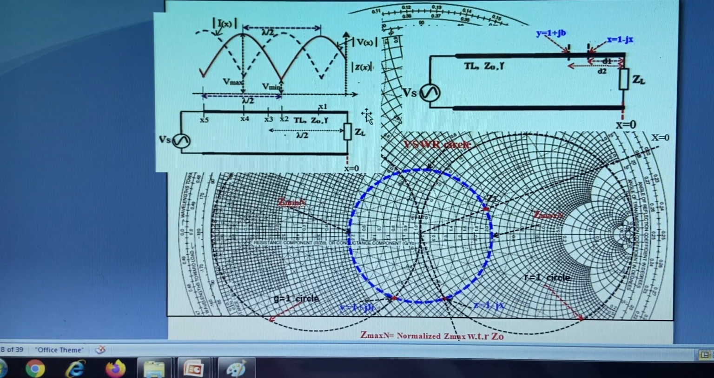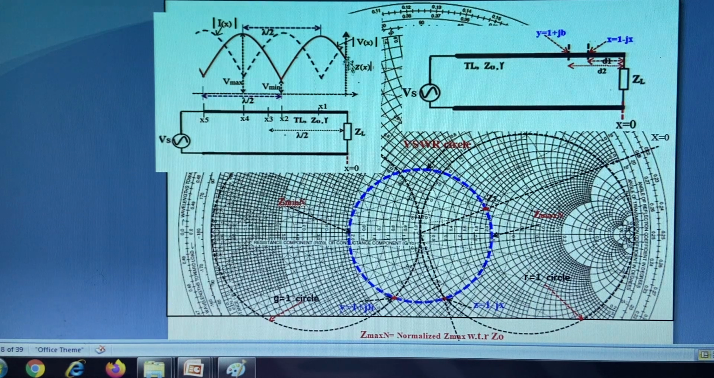So in the previous topic we saw how to find the impedance variation over a transmission line for the given load impedance ZL using the Smith chart. Using the Smith chart we can easily find the impedance variation over a transmission line for a given value of ZL. To do that, we have to mark the impedance ZL on the Smith chart, like this. Then we have to draw the VSWR circle. This is a VSWR circle. We have to draw the VSWR circle like this.